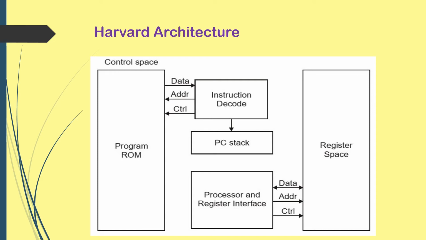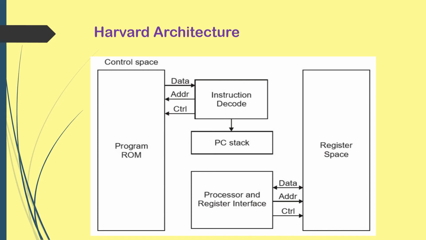The term was based on the original Harvard Mark I relay-based computer, which employed a system that would allow both data transfers and instruction fetches to be performed at the same time. Here you can see the register space, data bus and address bus separately connected. In case of von Neumann, it is a single bidirectional bus. Real-world computer designs are actually based on a modified Harvard architecture and are commonly used in microcontrollers and DSP processors.